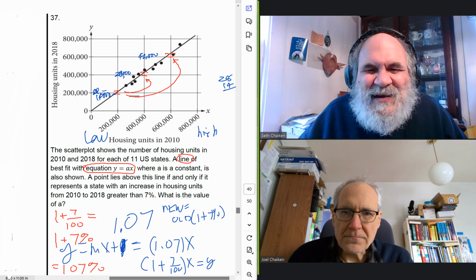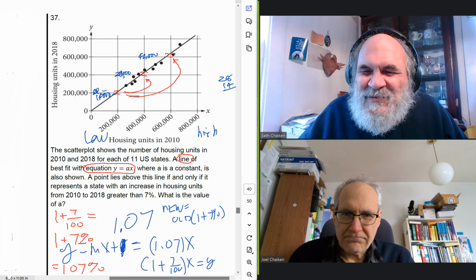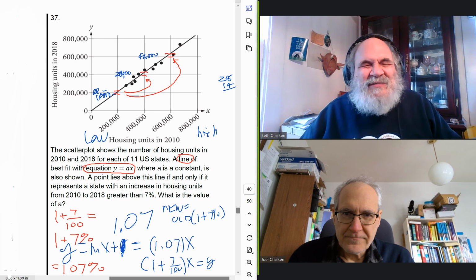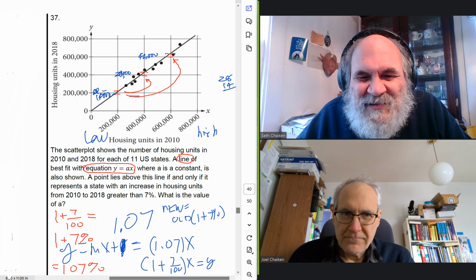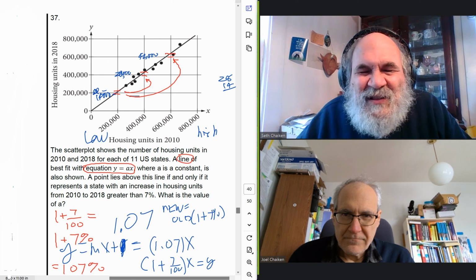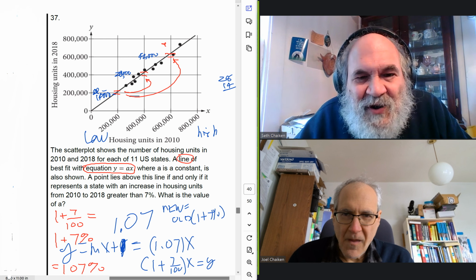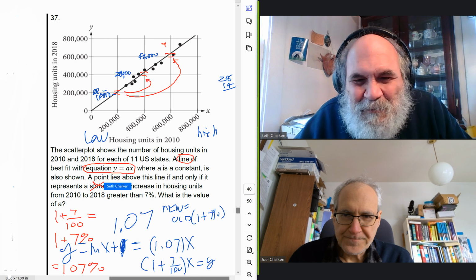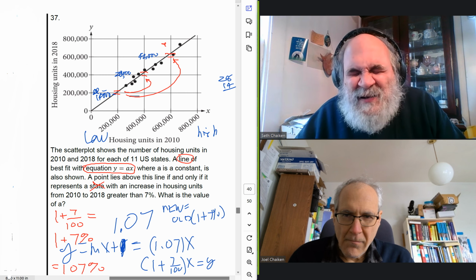The point represents a combination of a number of housing units and another number of housing units. So a point represents a pair of numbers of housing units. It doesn't matter if it's a state; the point is above the line. Here's a point that's above the line. If and only if it represents, I wouldn't say state, a situation where the increase of housing units is greater than 7%.